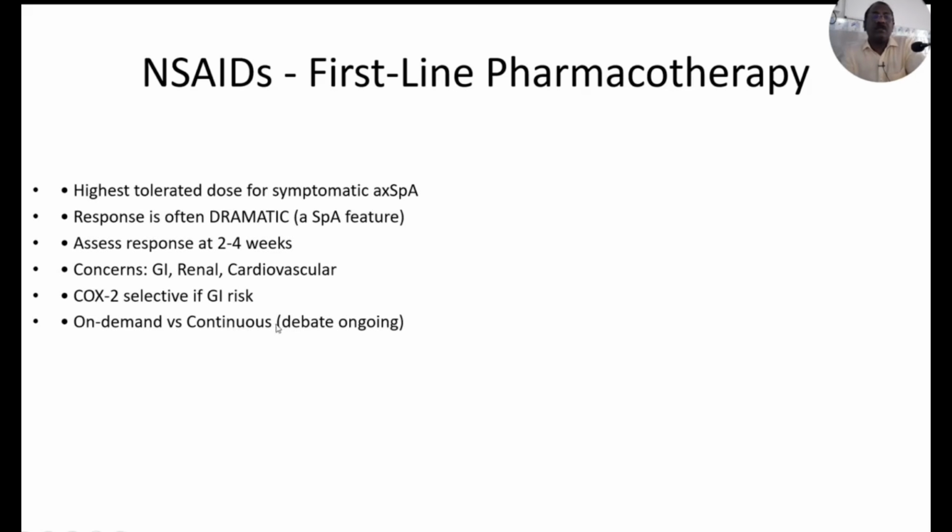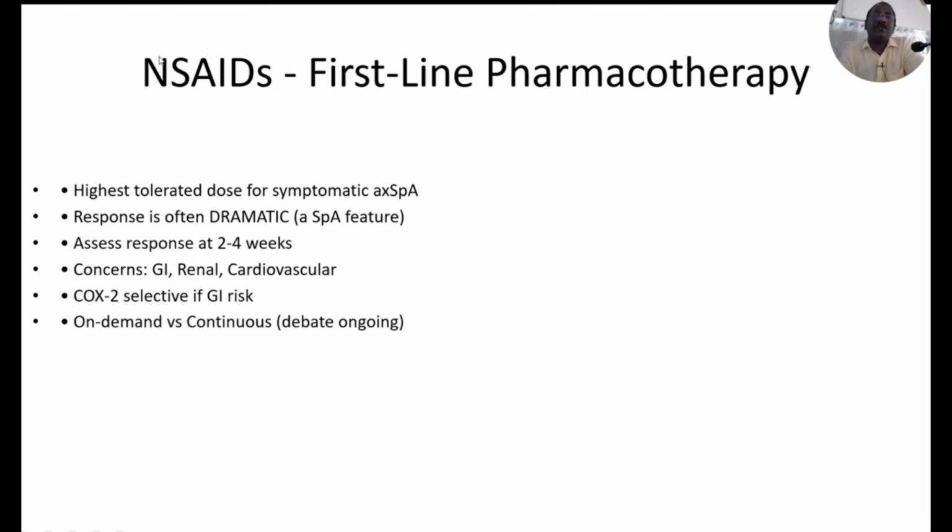On demand versus continuous debate is ongoing. Most of the people are happy on the NSAIDs. They keep on taking the NSAID until they get the gastrointestinal or renal side effects. So you have to tell the patient that these NSAIDs are only for short-term gains. So don't use them for a longer period. For longer period, your biologicals only, or the tissue-specific DMARDs, because it is an autoimmune disease, because it is a systemic disease, because it will have lots of extra musculoskeletal manifestations. So you have to treat them.